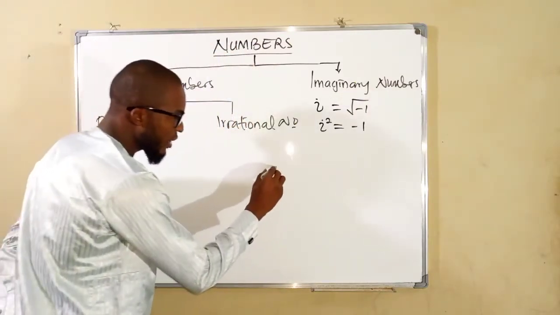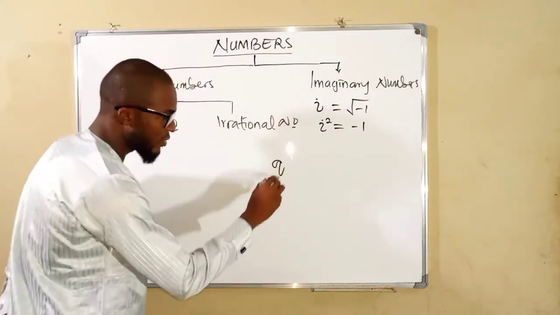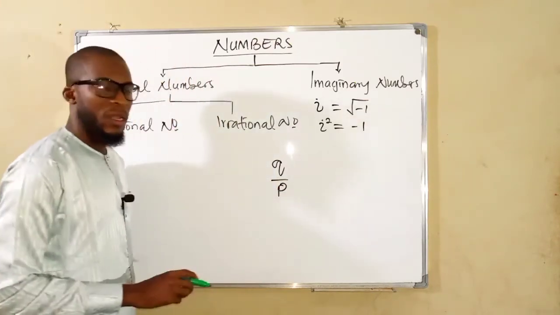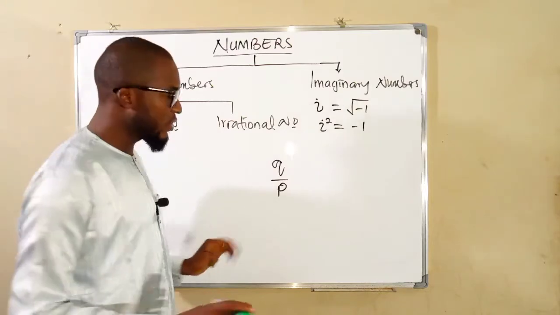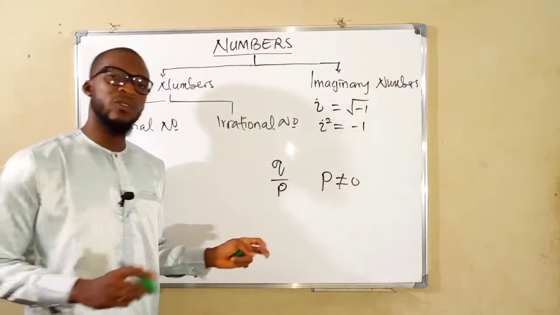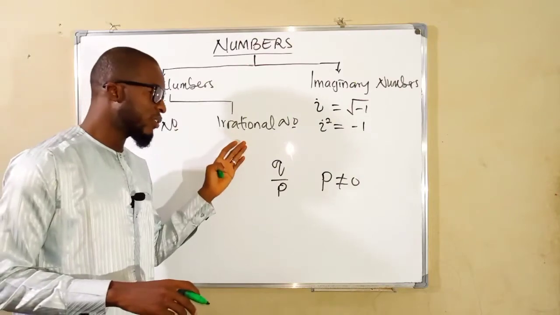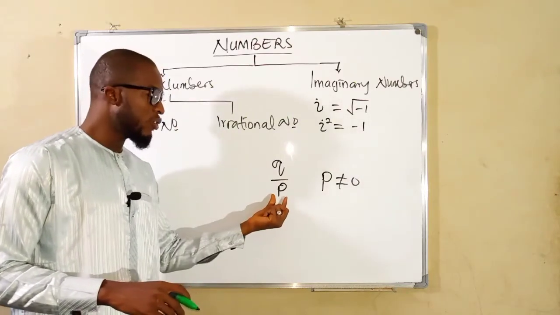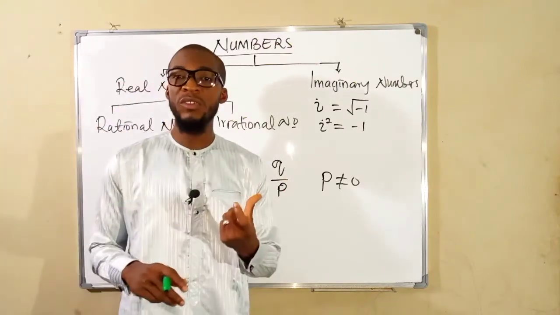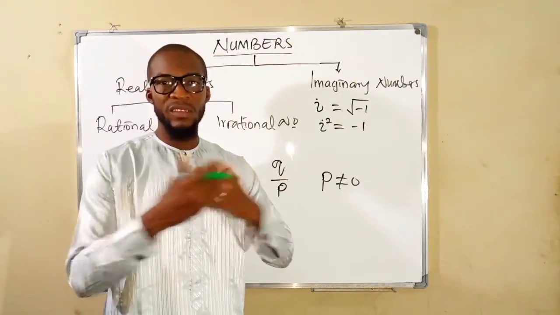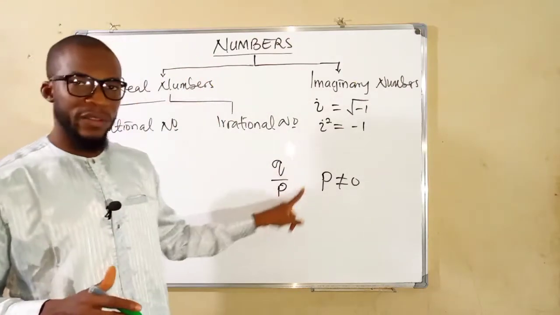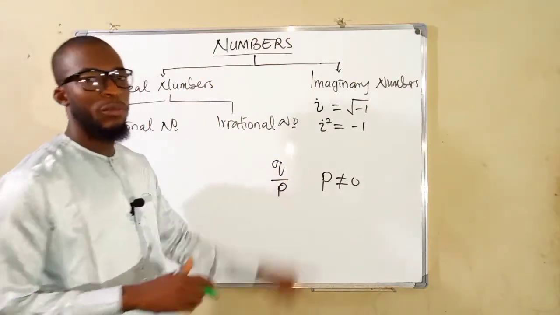Once a number can be expressed as q over p, where p and q are both integers, but p is never equal to 0, because to express two numbers in a ratio, the denominator will never be equal to 0. If the denominator is equal to 0, we say that statement is undefined. So once a number can be expressed in this form, we say it is a rational number.